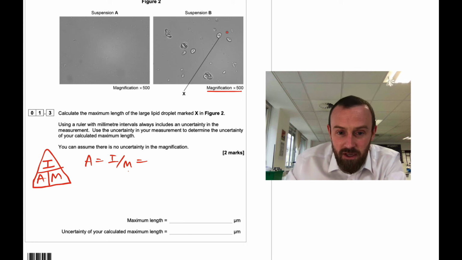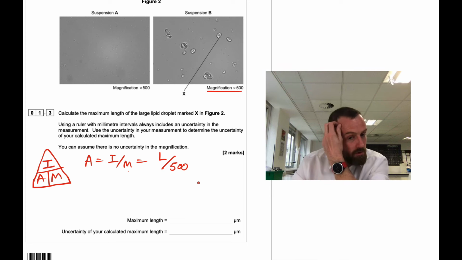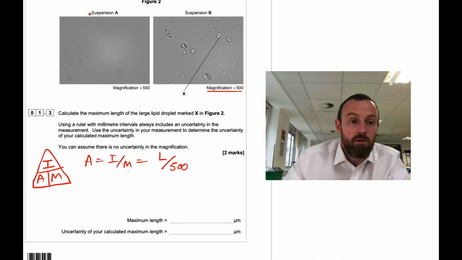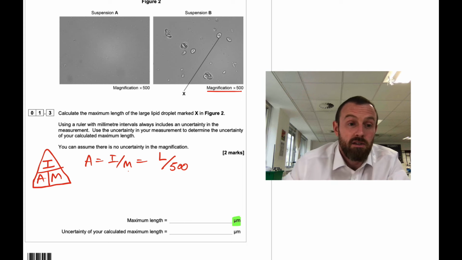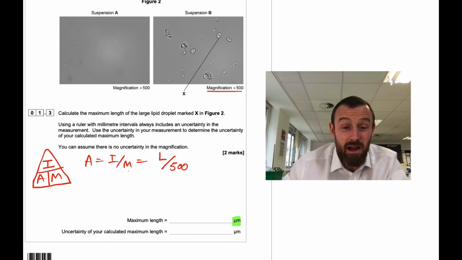Now the image, I can't measure it on my screen, but let's just call it L for whatever length you measure in millimeters, and divide it by the magnification, which is given here, 500. So that's going to give you an answer in millimeters, but you need to spot the fact that you want to give the answer in micrometers, so you're going to have to times that by 1,000. There are 1,000 micrometers in a millimeter.